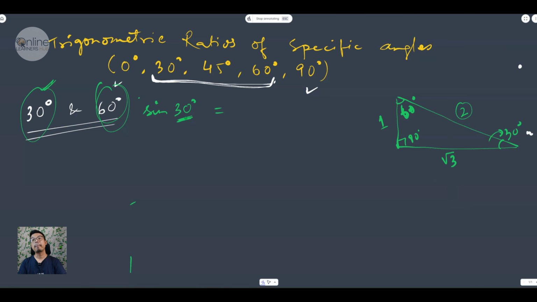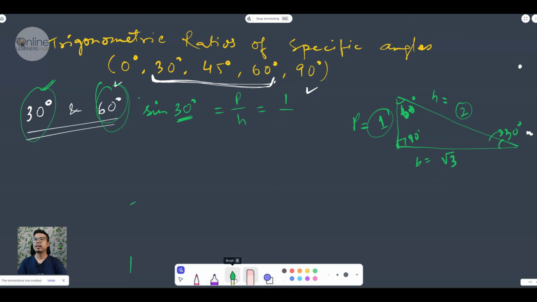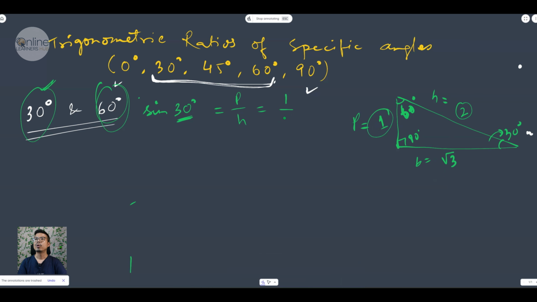So sine, some people have P by H. Now which one is P here? This becomes P, the perpendicular. And this is base, and this is hypotenuse, all right? So it will become 1 upon root 3. Oh, sorry, it is not root 3. It's hypotenuse, isn't it? Hypotenuse is 2. 1 by 2. So sine 30 is 1 by 2. See how easy that is? Now, the reciprocal of sine 30 is cosec. So cosec 30 will be the reciprocal of 1 by 2, which is just 2.